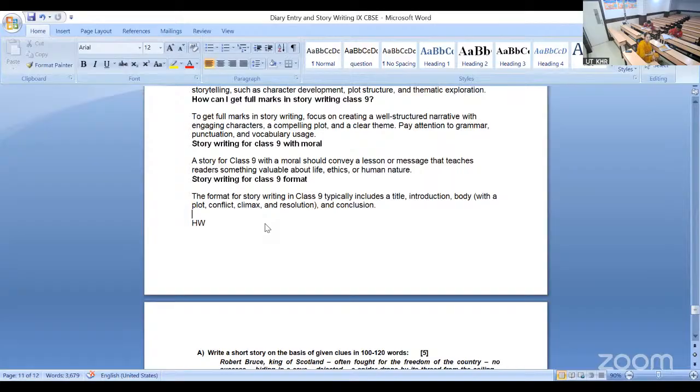Story writing: title, नीचे लिखो introduction, उसके नीचे body with the plot, conflict, climax and resolution. That will make 3 paragraphs. Title, introduction एक paragraph हो गया, total 4 paragraphs होगा. Title, introduction, body. See, follow the cursor.